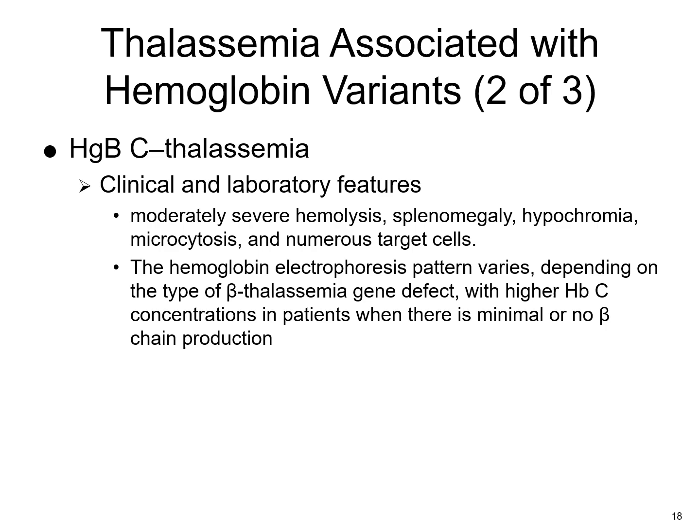For laboratories, we will see hyperchromia, microcytosis, and a high number of target cells, which are characteristic of thalassemic red cell morphology. The hemoglobin electrophoresis pattern will vary depending on the specific beta thalassemia gene defect. In cases where there is minimal or no beta globin chain production, patients show a higher concentration of hemoglobin C, which influences the severity of symptoms and the degree of hemolysis.